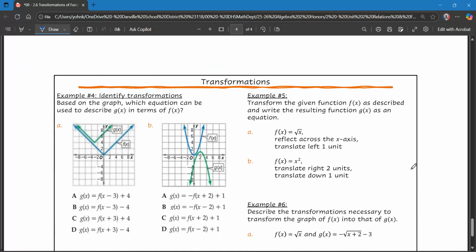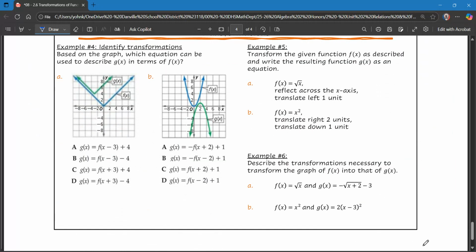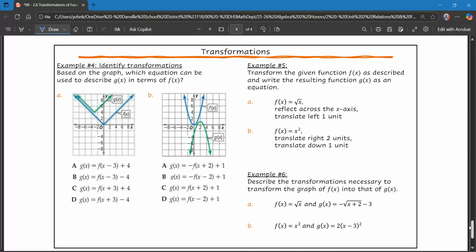Okay, last slide. So here we have some examples of befores and afters, and we're going to have to say what happened. So in example 4, we have 2 graphs here. Based on the graph, which equation can be used to describe g of x in terms of f of x? So they want you to describe how to get to g if you start at f. So we're going to start at f, and we want to finish at g.